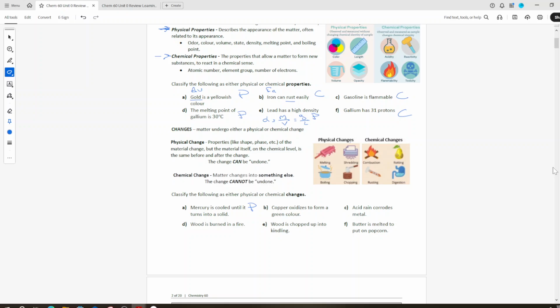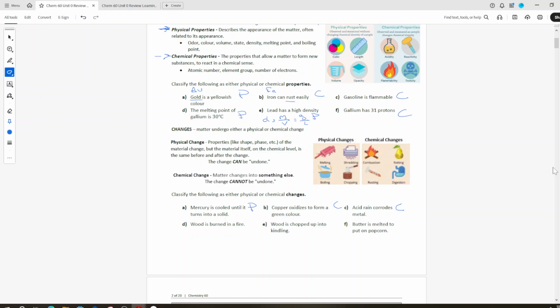B, copper is oxidizing to form a green color. Oxidation is kind of like that rusting idea, right? Where oxygen is reacting with the copper and you're forming this green color, which could be like a copper oxide or something along those lines. Don't quote me on that one. Okay, but it's a chemical change. Acid rain corroding metal. Again, there's a chemical reaction happening, so it's a chemical change.